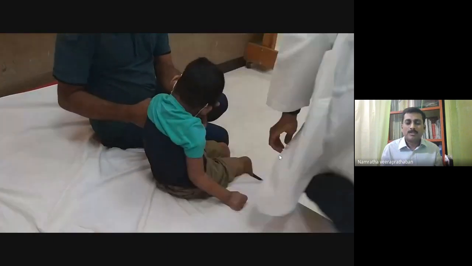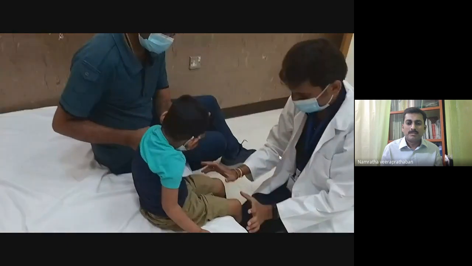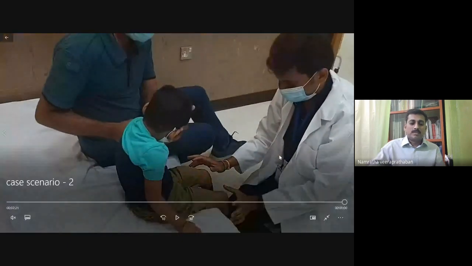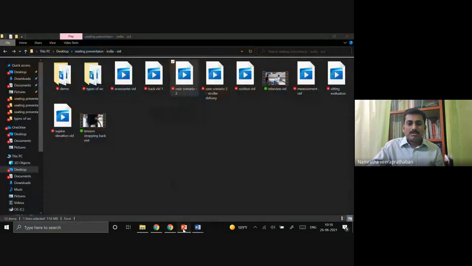And look at the lower limbs now. Attitude of the lower limbs. It's supposed to align with the upper body. See? All right. Go back to the presentation now.